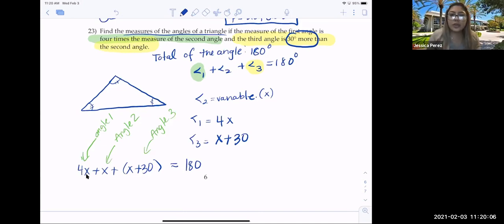Alrighty, so then you are combining like terms again. You have 4x plus x plus x. How many x's total? Write it on the chat. How many x's do we have? 6x, thank you, Joanne. 4x plus x plus x, that's a total of 6x plus, we just bring down the 30 because we cannot combine the 30, is equal to 180. How do we solve this equation? Go ahead and finish off the problem. Tell me what x is.